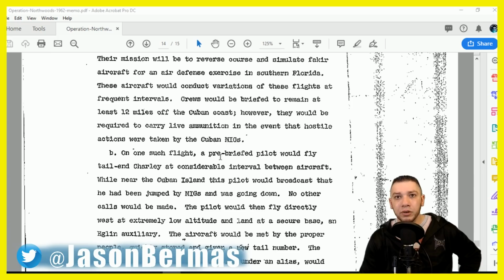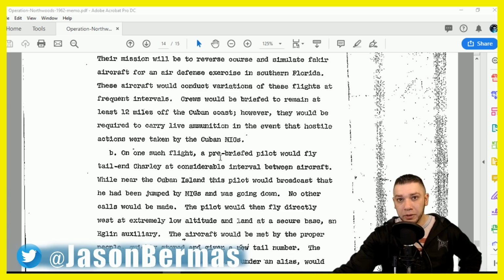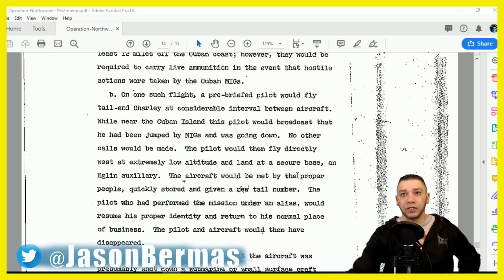Crews would be briefed to remain at least 12 miles off the Cuban coast. However, they would be required to carry live ammunition in the event that hostile actions were taken by the Cuban MiGs. One such flight, a pre-briefed pilot, would fly tail end Charlie at considerable interval between aircraft. While near the Cuban island, this pilot would broadcast that he had been jumped by MiGs and was going down. No other calls would be made.